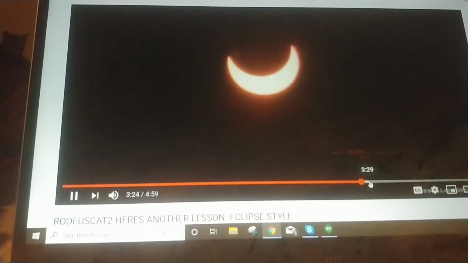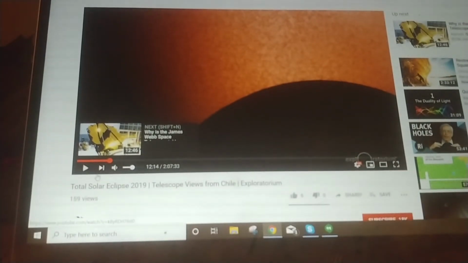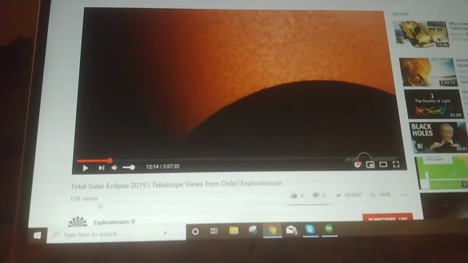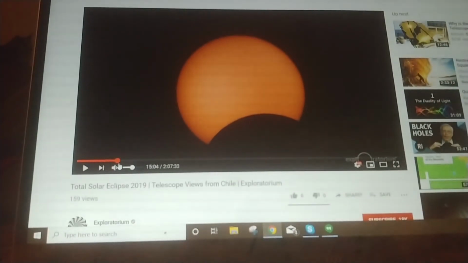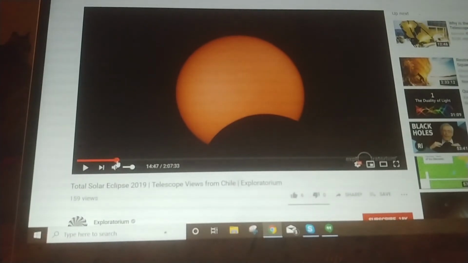Oh, what was that? The sun seems to have its own phases. Wait a minute. Is that how phases work? Phases work by taking a bite out of the orb of the sun? Really? That, right there. Is that how phases work? No, I don't think so.